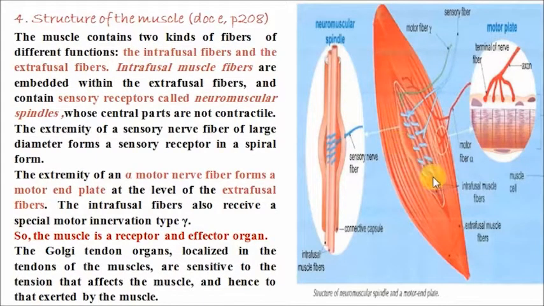Intrafusal means in. So if you look here, this is the structure of the muscle here. As you would observe here, we have the intrafusal muscle fiber. Look at them. They are found in here. They are embedded, that is found within the extrafusal muscle. Here we have extrafusal muscle. These are the muscles here on the outside. So the muscle is made up of extrafusal muscle here, and embedded within them, inside them, we have the intrafusal muscle fibers.